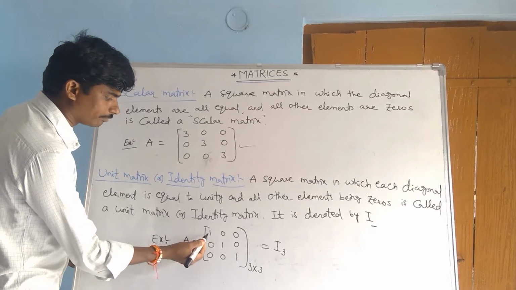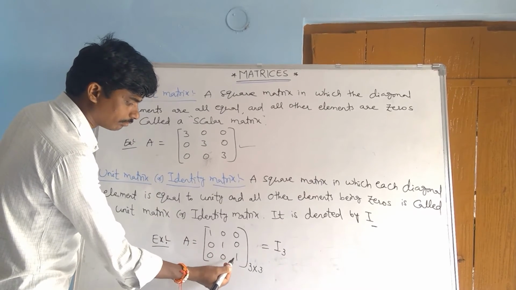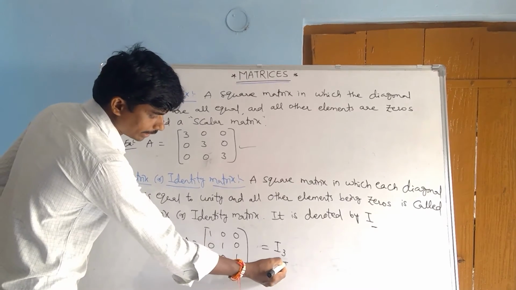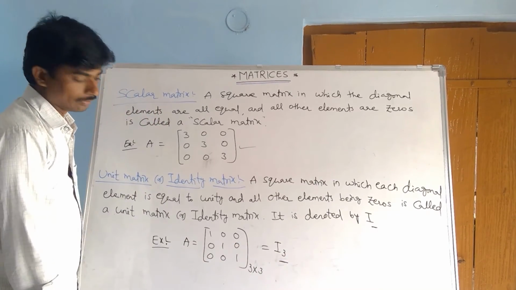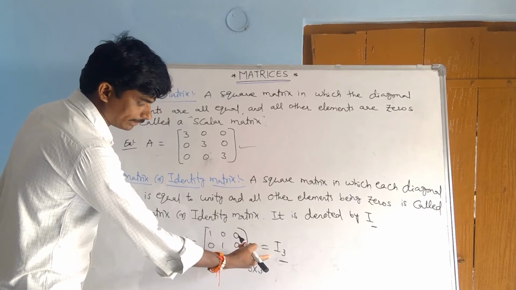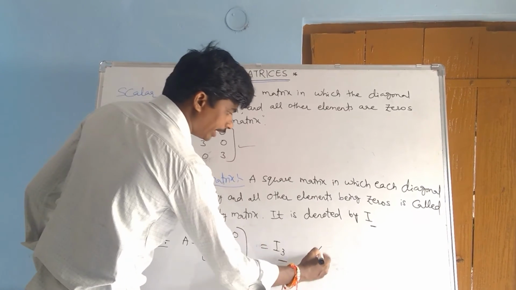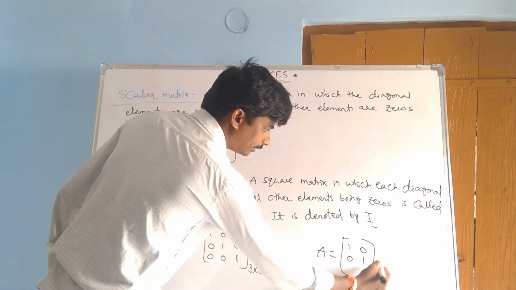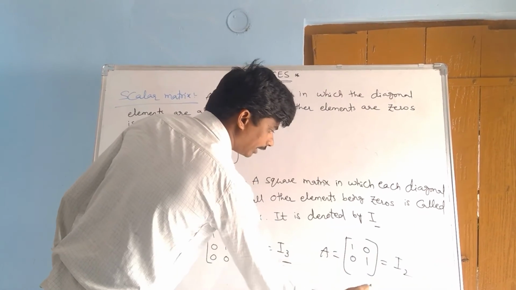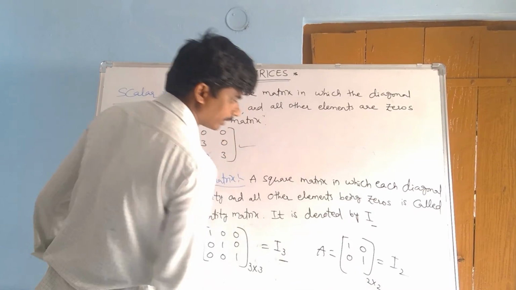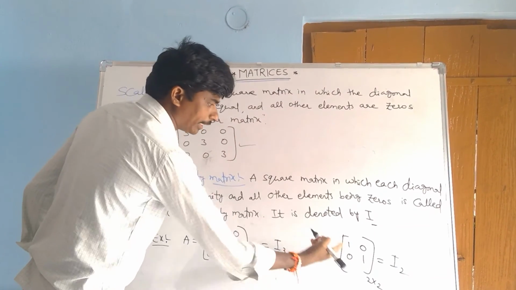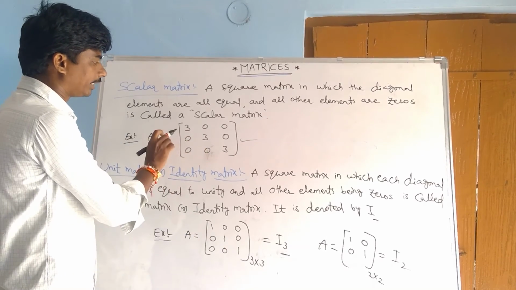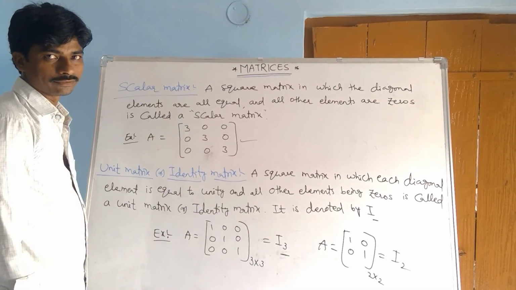Example, A equals 1 0 0, 0 1 0, 0 0 1. See here, this is a 3 by 3 matrix, which we denote as I3. Suppose A equals 1 0, 0 1; this is I2, a 2 by 2 matrix. If the diagonal elements are 1, it is definitely a unit matrix. If the diagonal elements are the same, it is a scalar matrix.